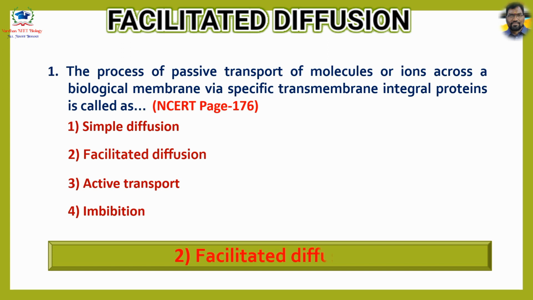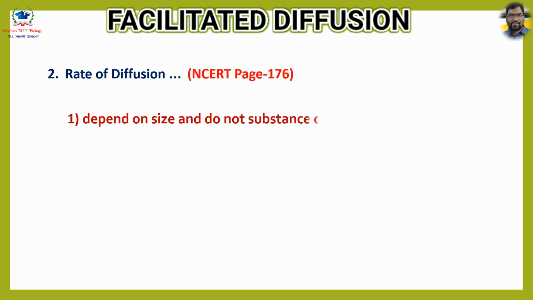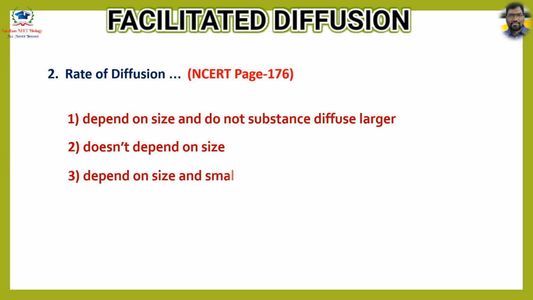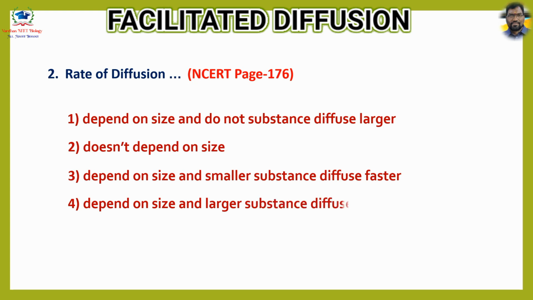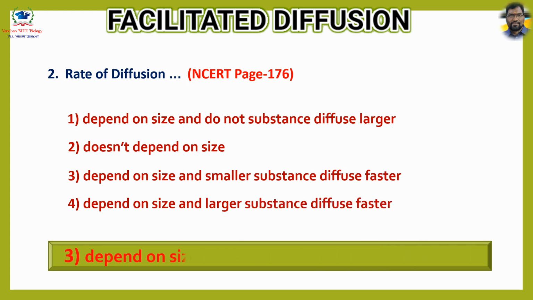Facilitated diffusion. Question number 2. Rate of diffusion. Options are 1. Depend on size and do not substance diffuse larger. 2. Doesn't depend on size. 3. Depend on size and smaller substance diffuse faster. 4. Depend on size and larger substance diffuse faster. The answer is option 3. Depend on size and smaller substance diffuse faster.